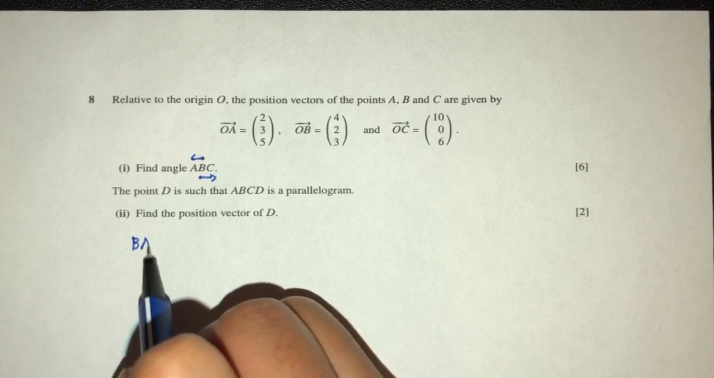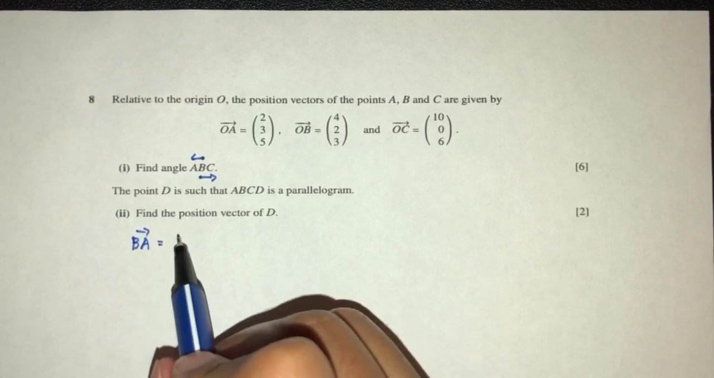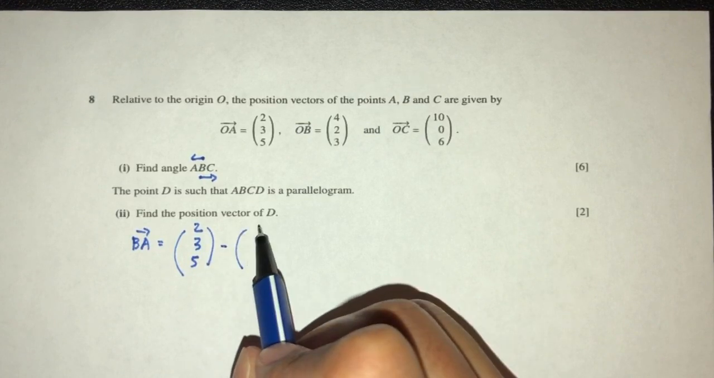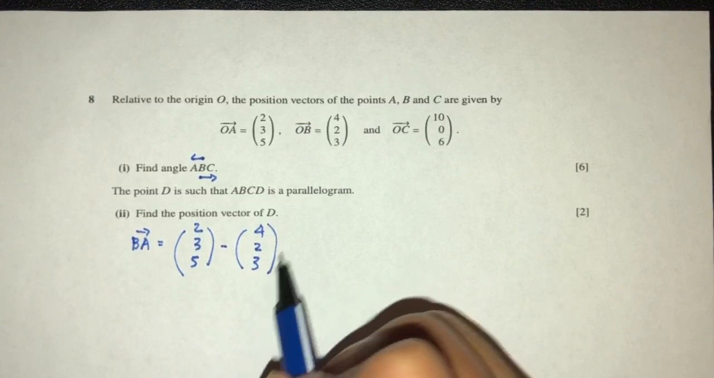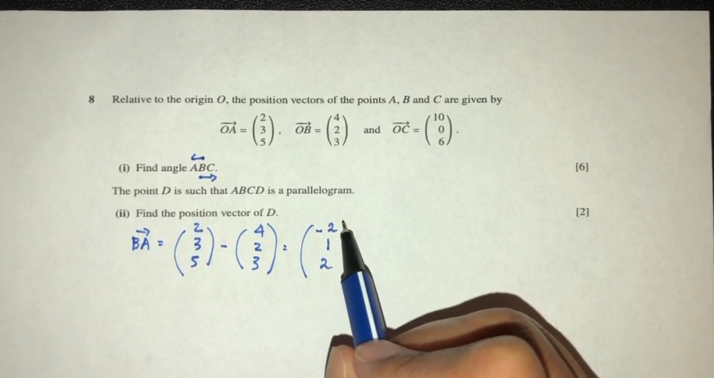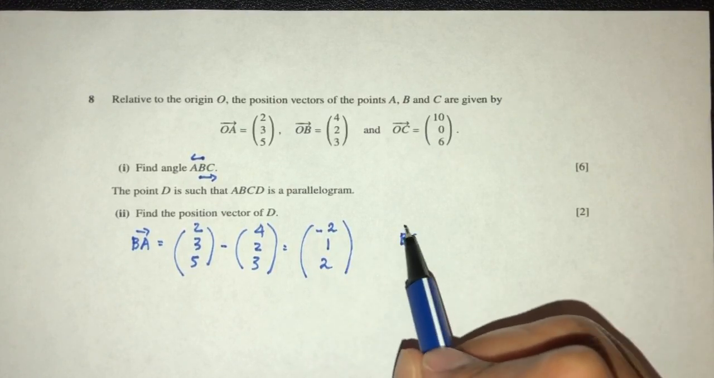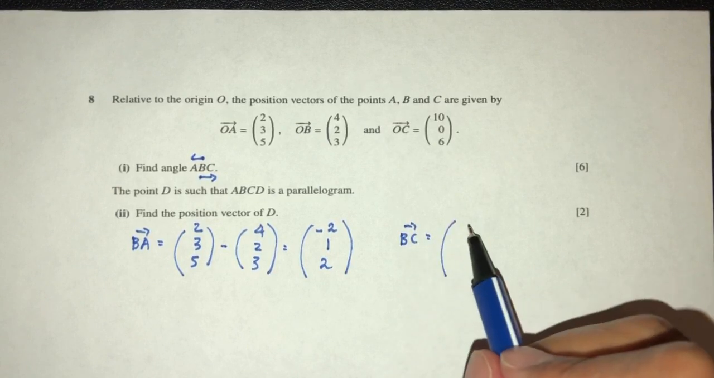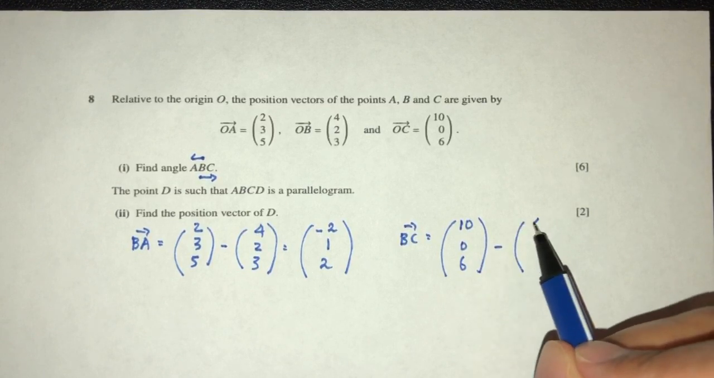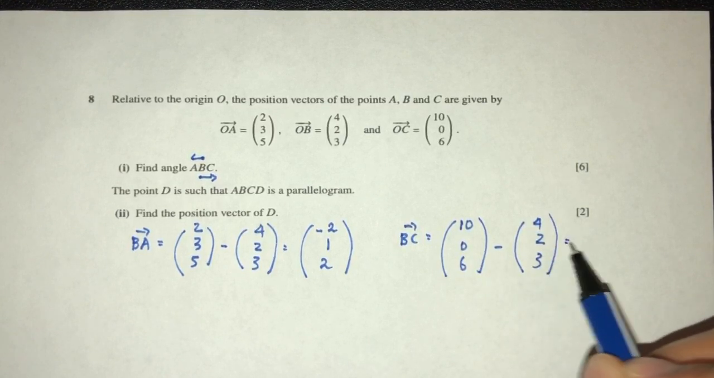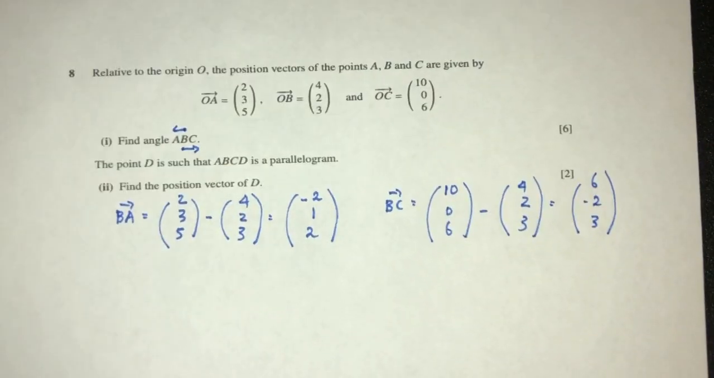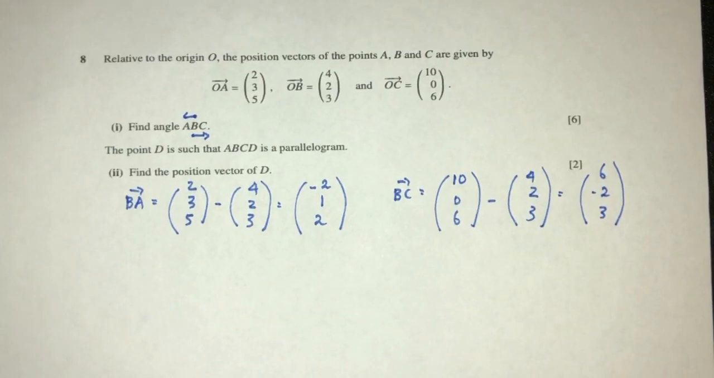Now, BA is simply OA minus OB. That will be 2 minus 4 is minus 2, that should be 1, and that should be 2. Now BC is OC minus OB, that should be (10, 0, 6) for OC, minus OB (4, 2, 3). That should give you 6, minus 2, and 3. Now since we have those two directions already, we can find the angle ABC.